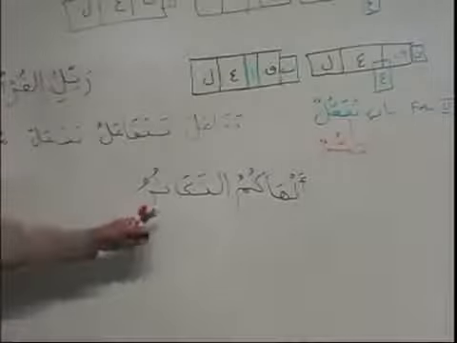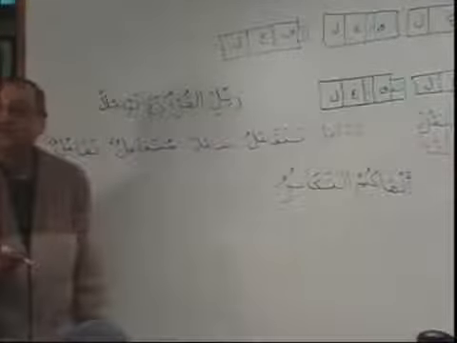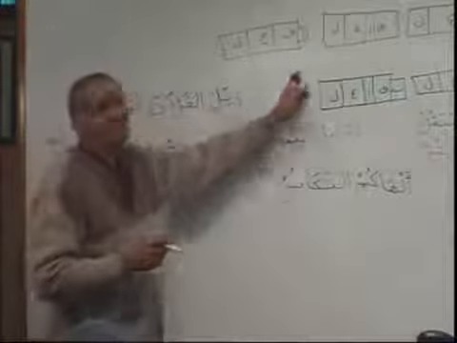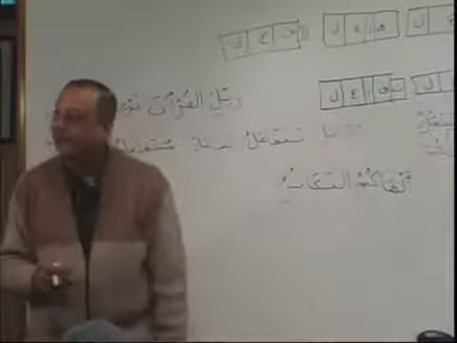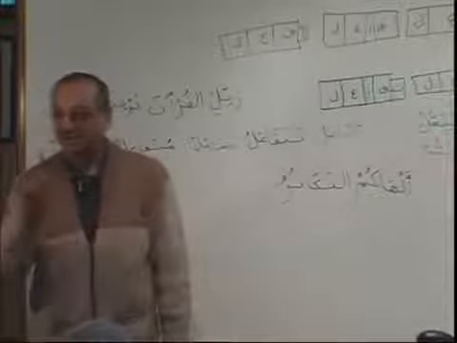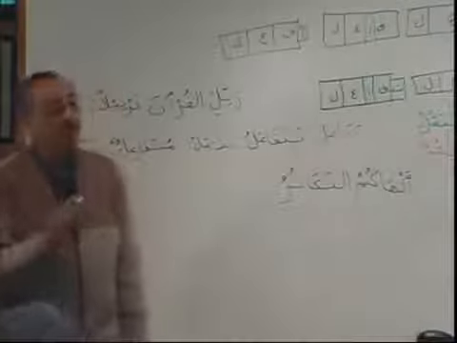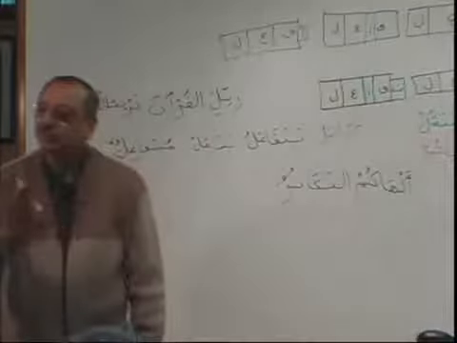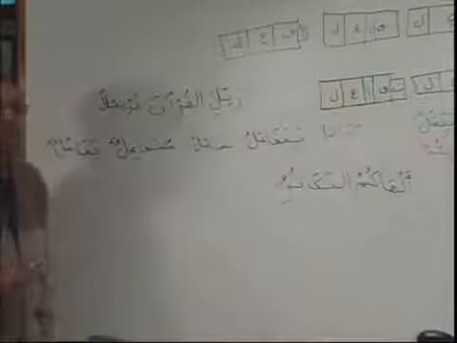Alhaakumut takathur. What is takathur, brother? Sister Maimuna, what is takathur? It is the masdar of form 6, takathara. What is the verb? Takathara. Mudari, yatakathar. And what is the masdar? Takathur. So brother, you will call form 6, or you will say bab takathur. Just for the sake of ease, you will call it bab takathur.